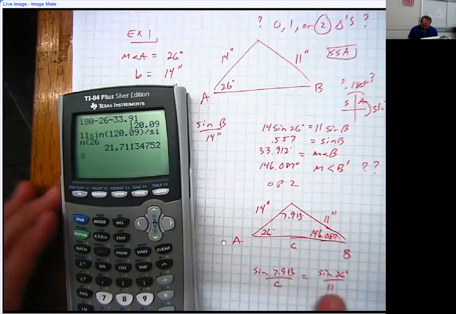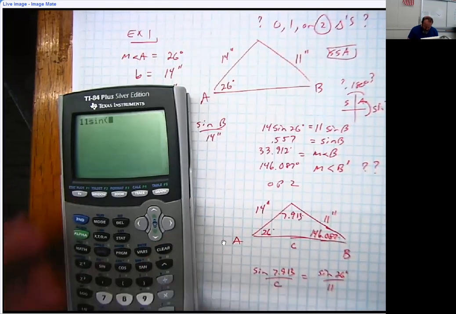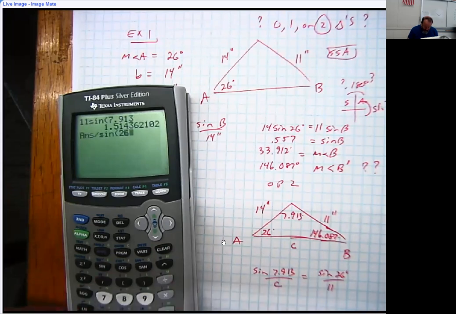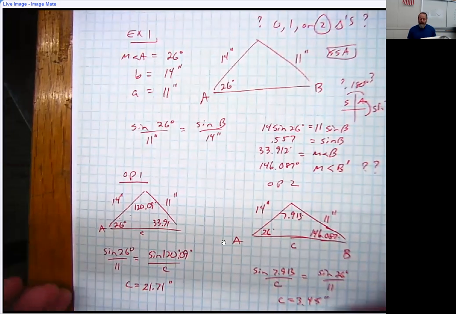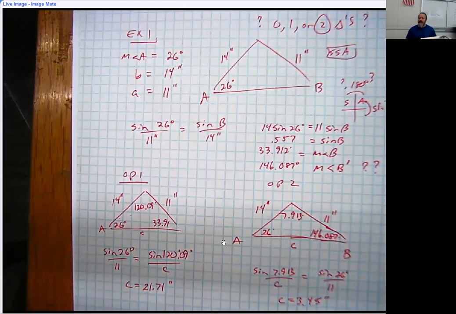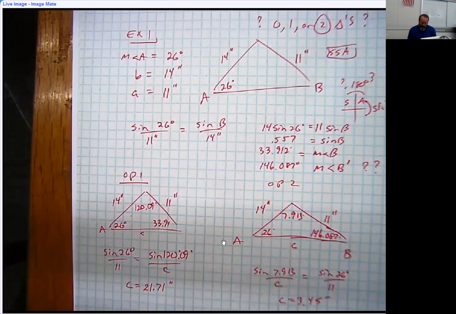The one over here would be 11 sine of 7.913 divided by the sine of 26. This one would have been a c value of 3.45 inches approximately. So we've got two very distinctly different triangles that could exist. So that's one of the reasons why we could never use this as a triangle congruence theorem, because that would mean that we all have to have the same triangle, and this clearly has two options.